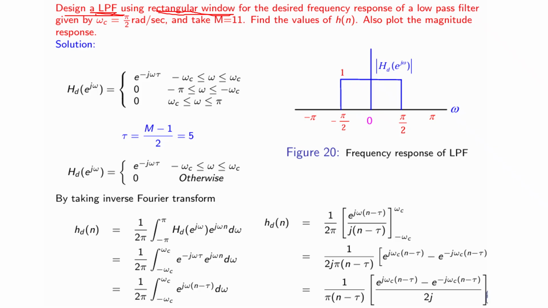For the desired frequency response of the low pass, given omega c is equal to pi by 2, and take M equal to 11. So the number of impulse response samples, that is M, is how many? 11. Find the values of h(n). So the first question is that we have to find the values of the impulse response, that is h of n, right? Now we also have to plot the magnitude response.